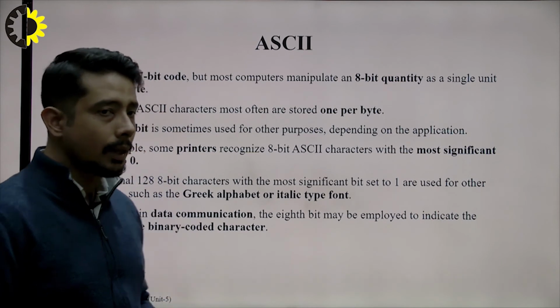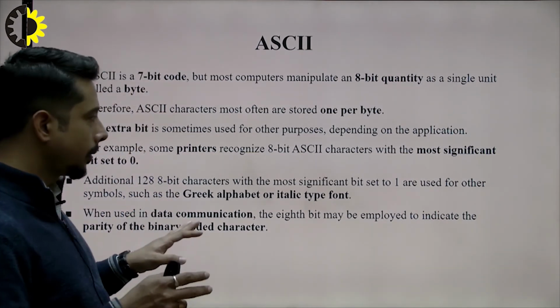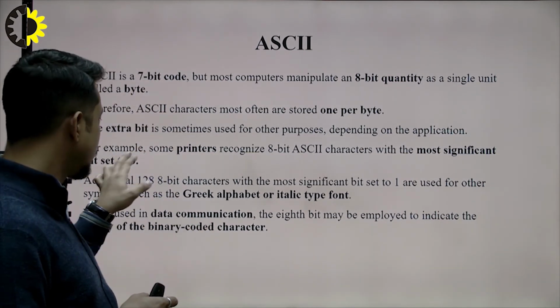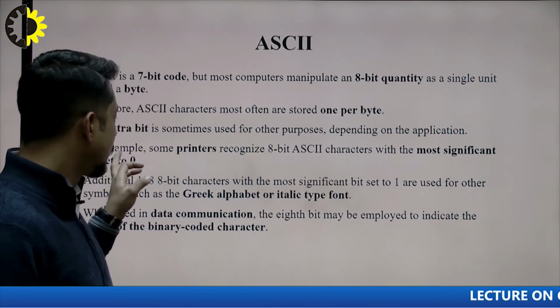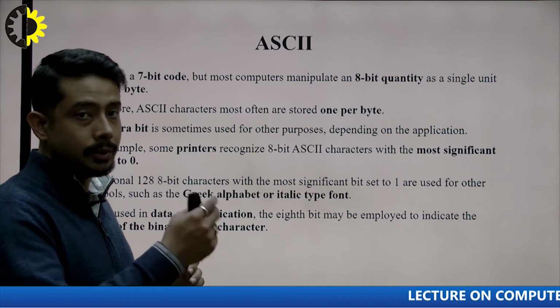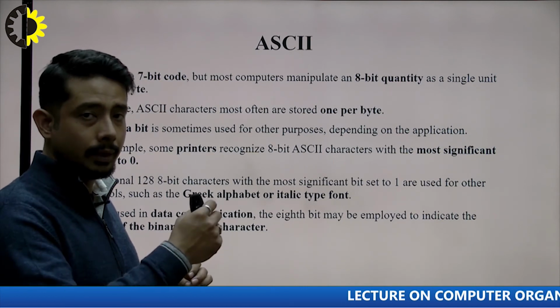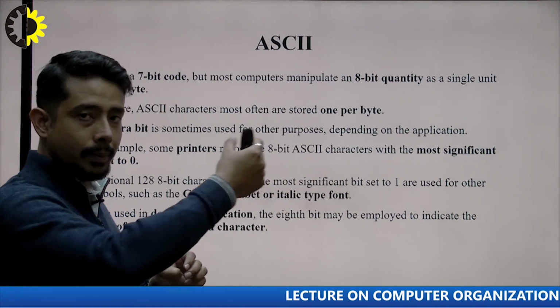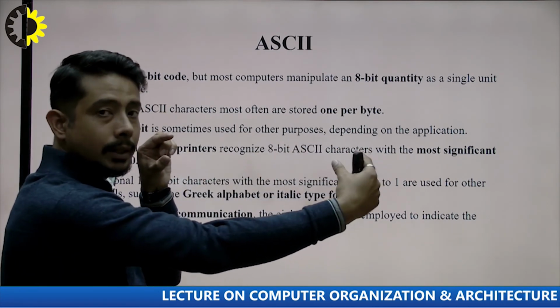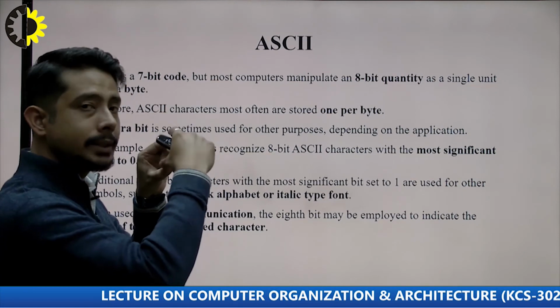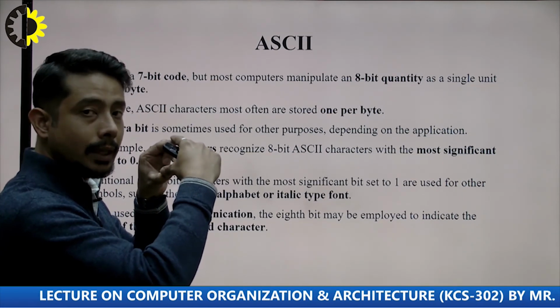Okay, now next suppose I'm trying to discuss with this particular example that some printers recognize 8-bit ASCII characters with the most significant bit set to 0, MSB to 0. The most significant bit, I have told you, B1 to B7. So B7 becomes the most significant bit and B1 becomes the least significant bit. So sometimes this extra bit B7 is taken as what?